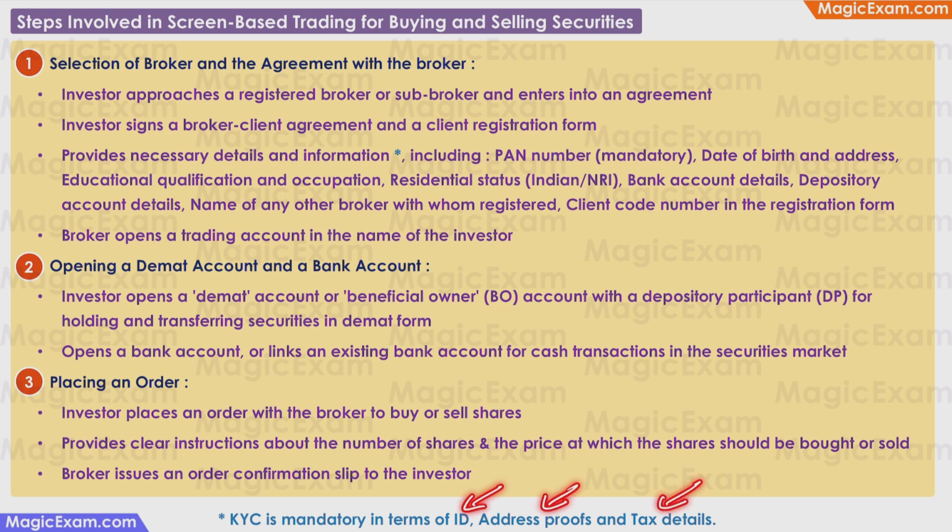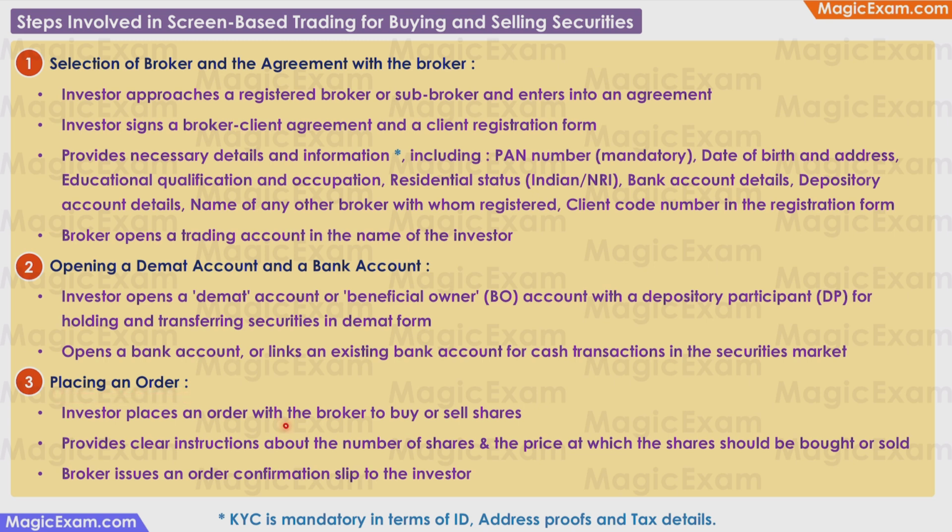and the tax details. If all the details are okay, then the broker opens a trading account in the name of the investor. If the investor does not already have a Demat account and a bank account which can be used for the trading, then the investor will have to open a Demat account through the broker itself and a suitable bank account. Then comes placing an order.